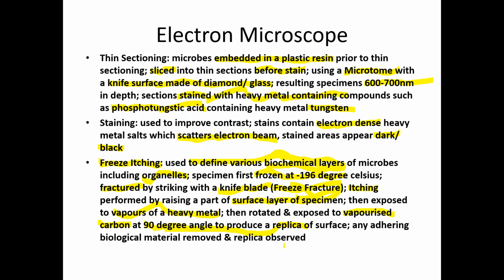So that's why we are going for slicing into thin sections. Here we are going for fracturing by striking with a knife blade. The purpose is the same. I hope it's understood. The purpose of both these methods, whether we are using a microtome or freeze fracture, is to produce thin sections of a specimen. Clear? Now, when striking with a knife, will the cell not get damaged?